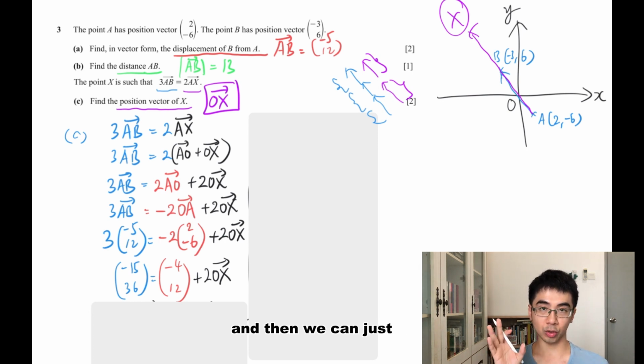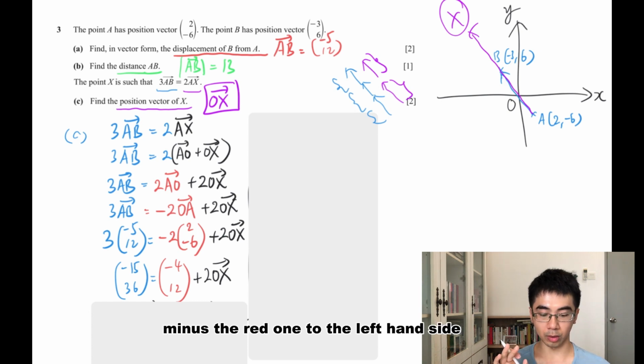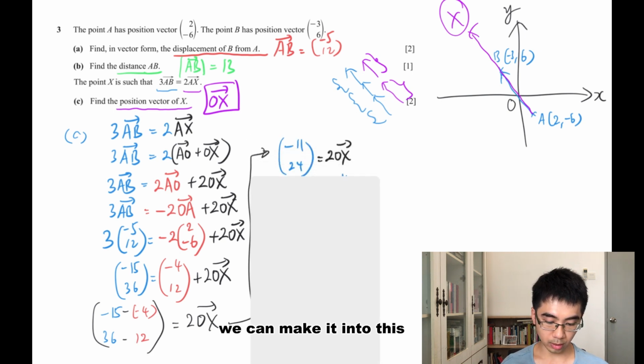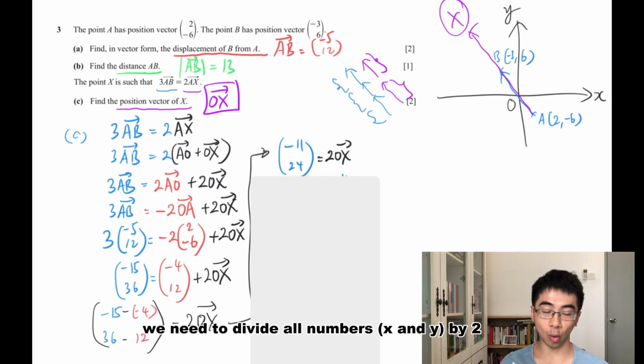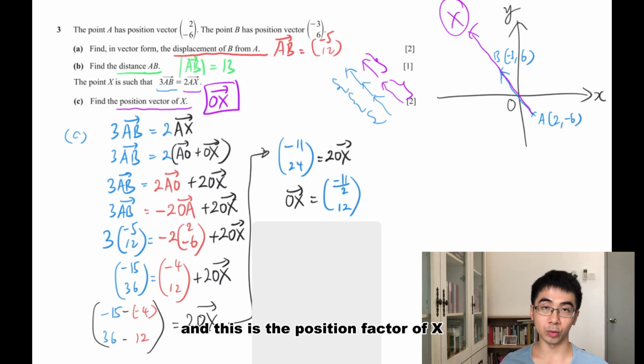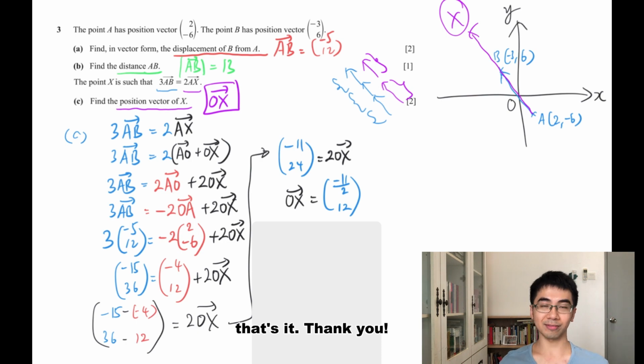Then we can just move the red one to the left hand side. After some calculation, we can make it into this. But the right hand side is still 2 times the vector OX. We want OX only, so we need to divide both x and y by 2. So OX will be equal to -11/2 and 12. And this is the position vector of X. And that's it. Thank you.